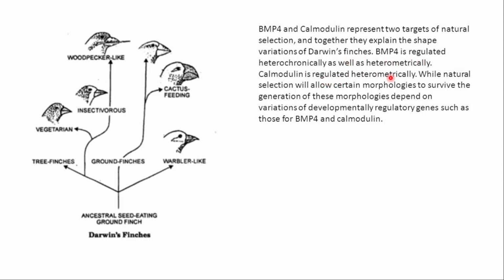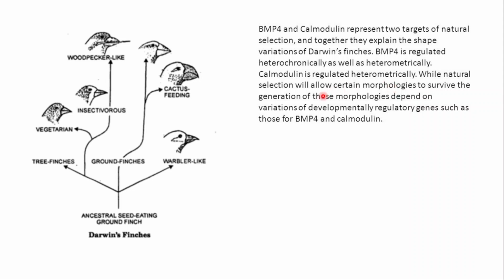Calmodulin is regulated heterometrically. So here is a fine line of distinction. BMP4 is a ligand, but calmodulin is a protein. BMP4 is a ligand which is also regulated heterochronically, means the time of expression of BMP4 also determines its expression. The time of expression as well as the amount of expression of BMP4, both are important.